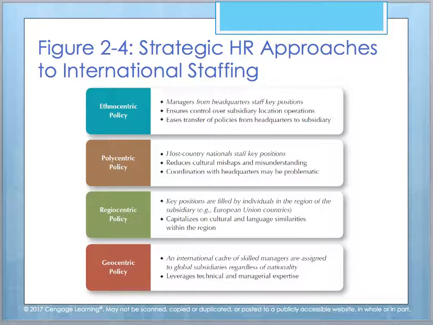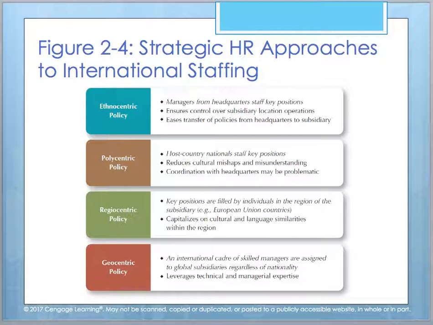When you look at a polycentric policy, host country nationals staff those key positions. This helps reduce any hiccups that can take place, any cultural misunderstandings, because you have people who are in and from that culture and country who can then translate and make better sense of things and make sure they are applicable to that home country.